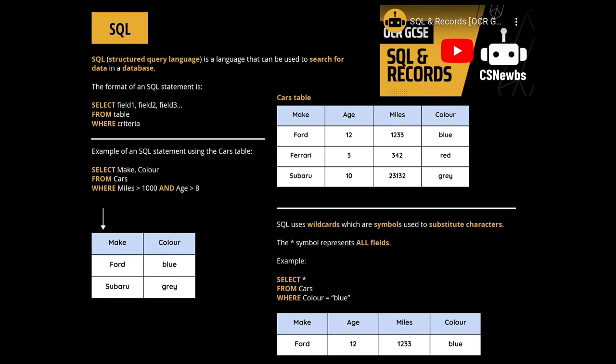They've given an example using a cars table, which is like a specific drawer labeled cars that has information on various cars. In this table, each row represents a different car, and the columns have information about the car's make, age, miles, and color.